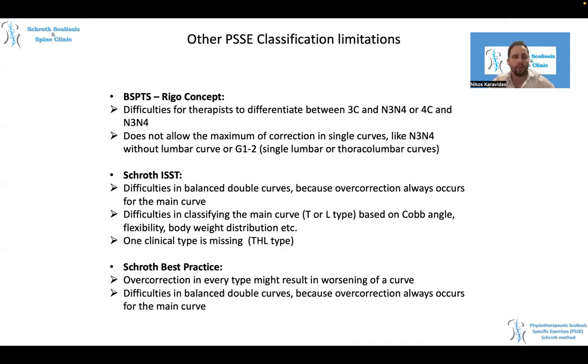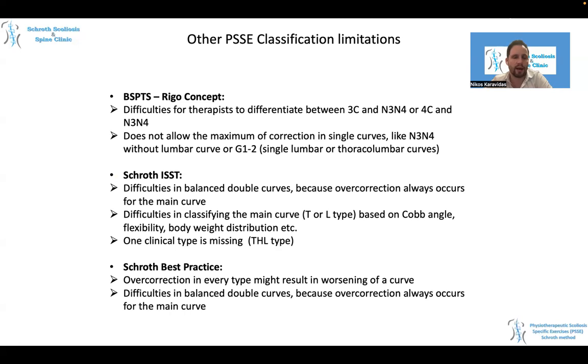And also another limitation could be that BSPTS does not allow the maximum of correction in single curves, like non-3, non-4 without a lumbar curve, or group 1, 2, so single lumbar or thoracolumbar curves, which are not allowed to get the maximum of correction due to the classification that is used for this school.